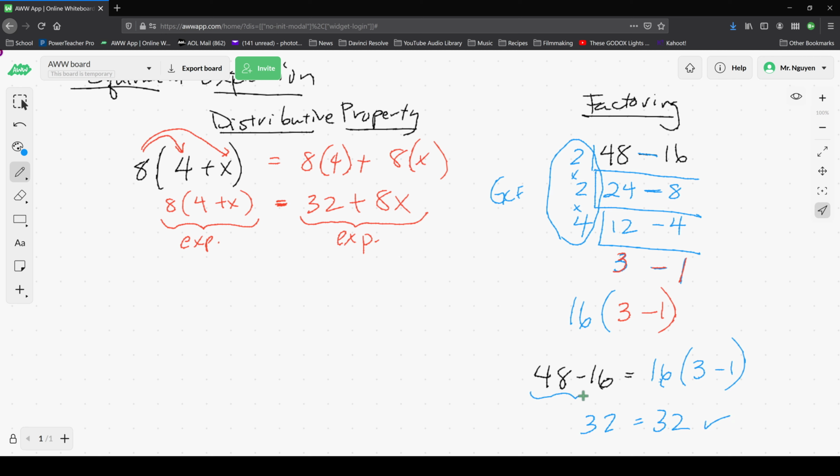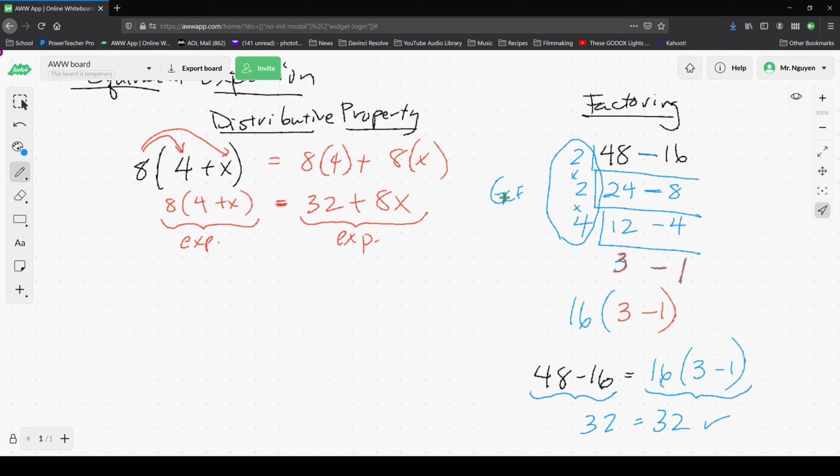So this expression and this expression are equivalent. They're equal to each other. So we're only interested in equivalent expressions at this time, okay? Things that are equal to each other.